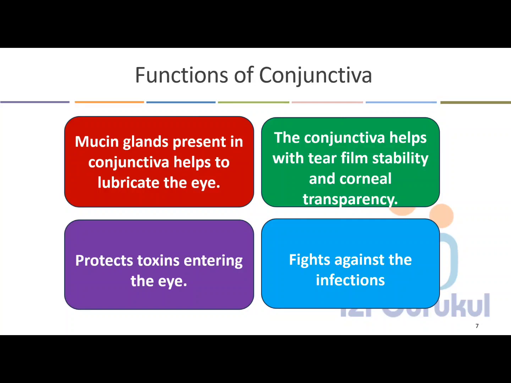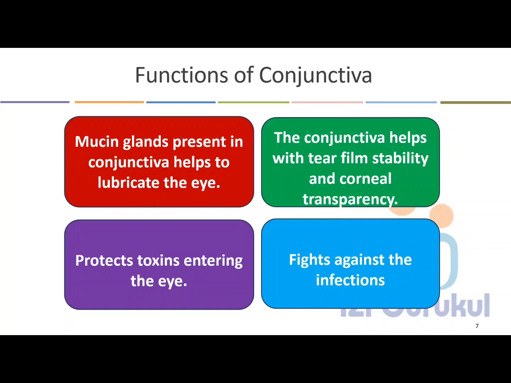Conjunctiva helps with tear stability also, and while closing the eyelid, the tear glands wash the cornea and help to keep the cornea transparent. And the conjunctival glands help to keep our tears thin. Without that, our tears would be thick.